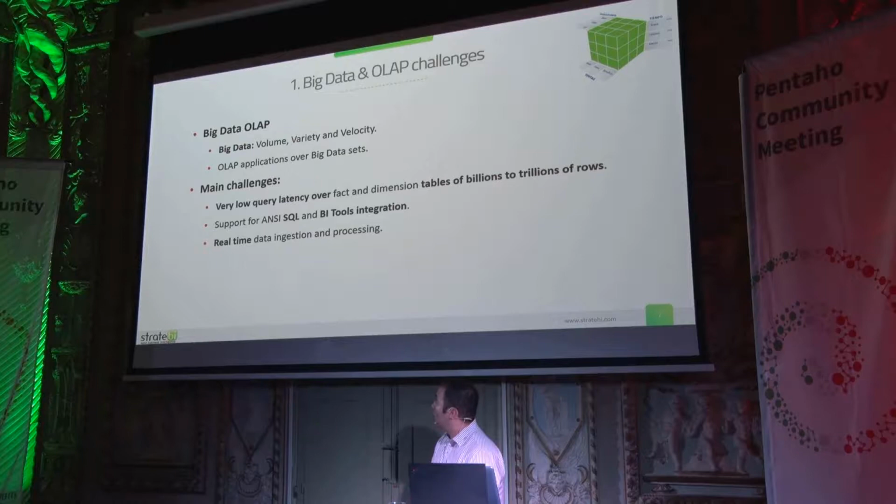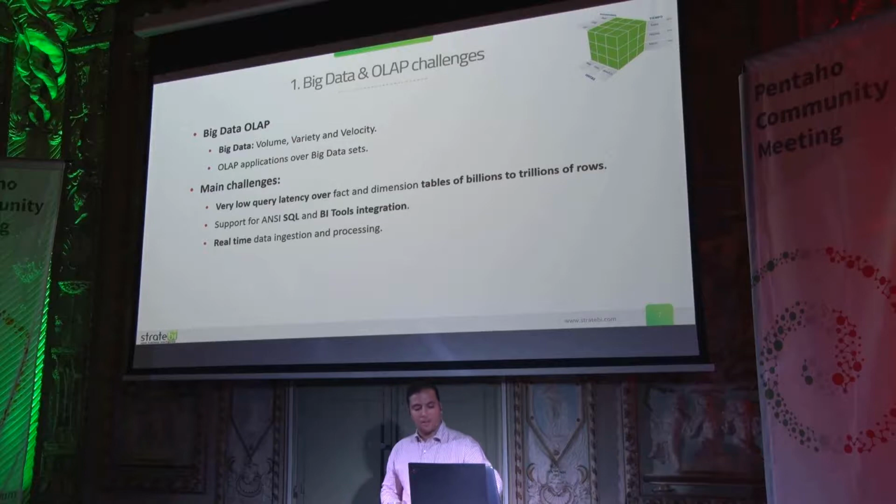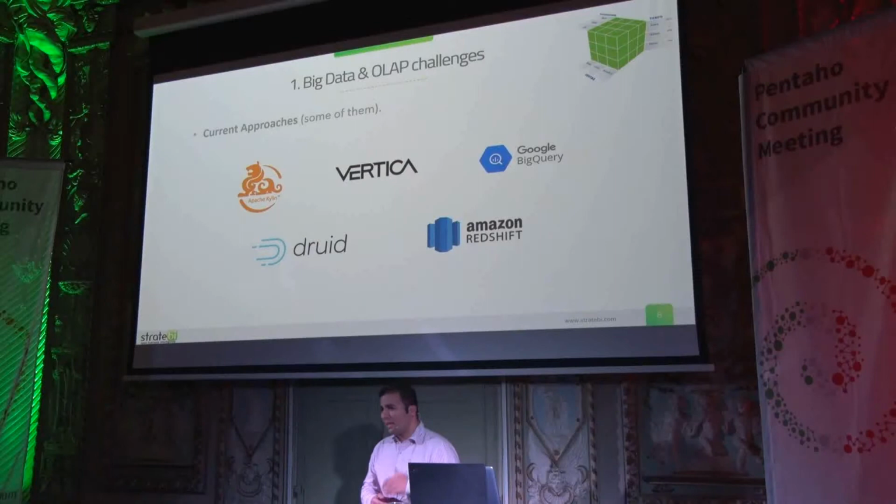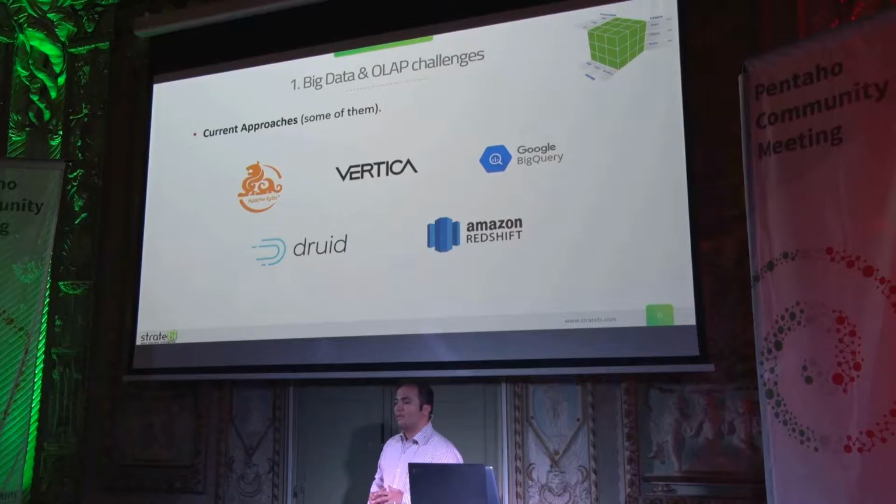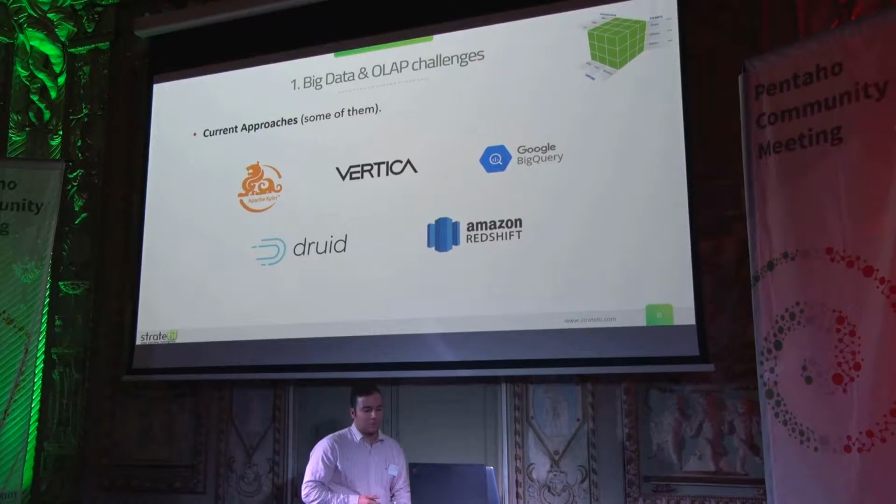Moreover, we need support for real-time OLAP. So the technology that we are going to choose needs to be a real-time technology, or at least a near real-time technology. And what are the current approaches regarding technology? The first one is Kylin, as I said, but also there is Vertica, BigQuery, recently Redshift, and also Amazon Redshift, also very well known.